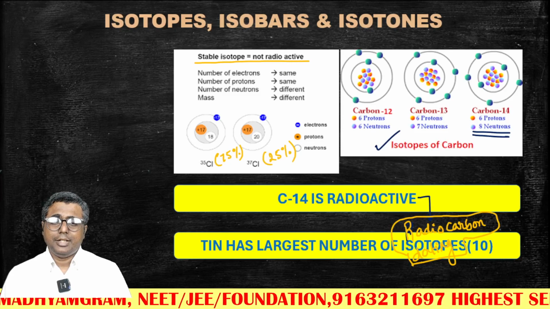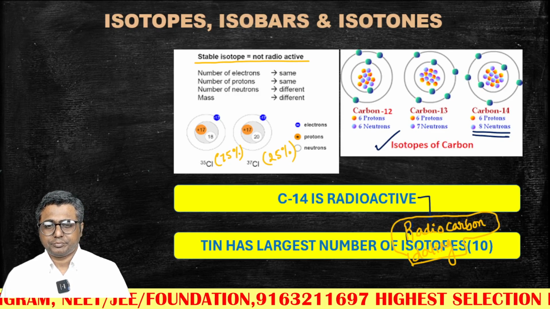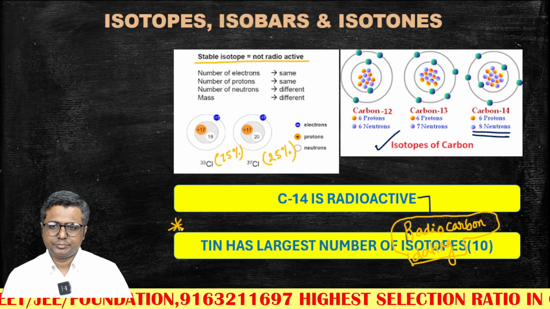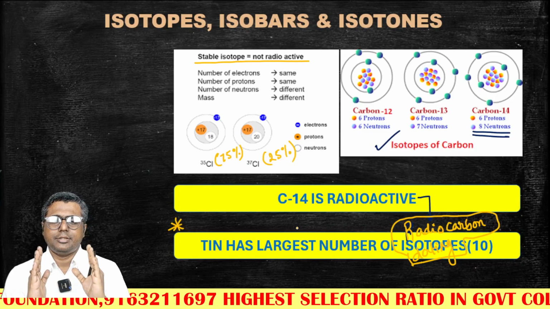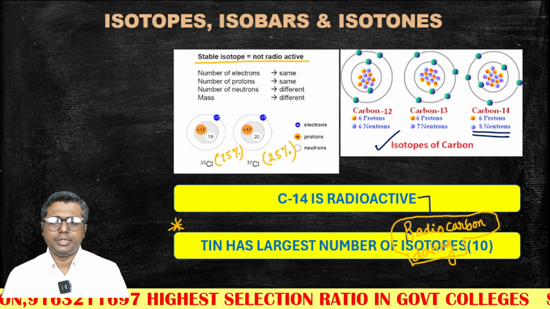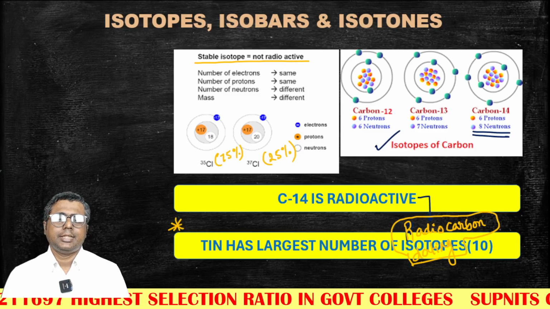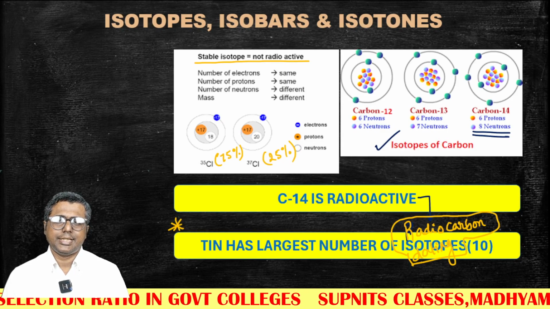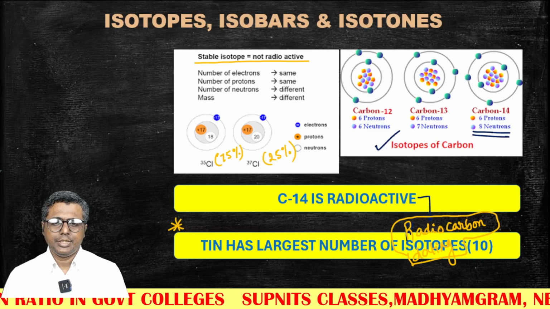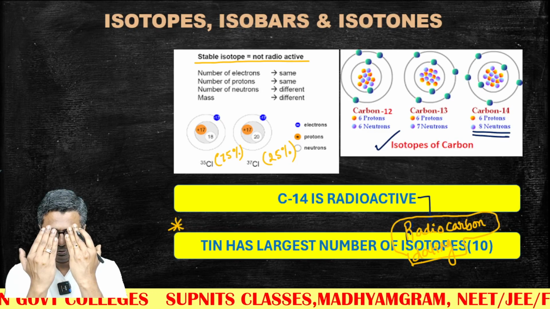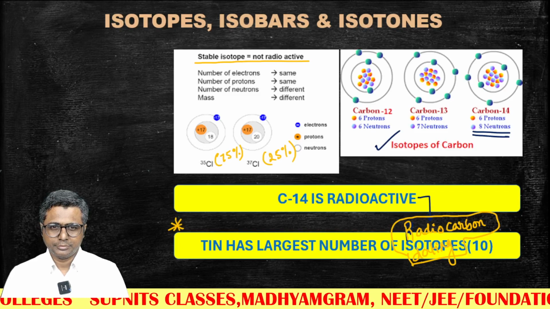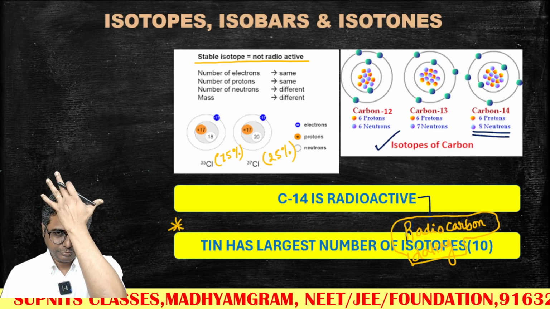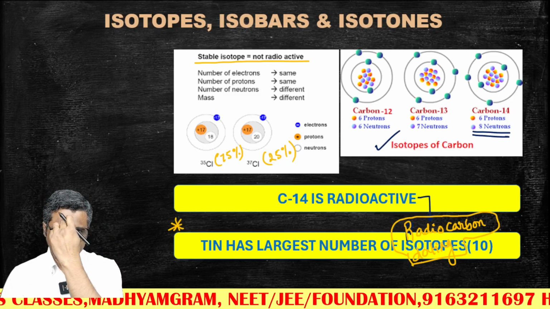Which element has the largest number of isotopes? An important point, that is why it has been written very perfectly in the note. Tin has the largest number of isotopes, 10 isotopes. As you can see over here, it is written so that it gets directly set onto your brain. Tin has 10 isotopes.